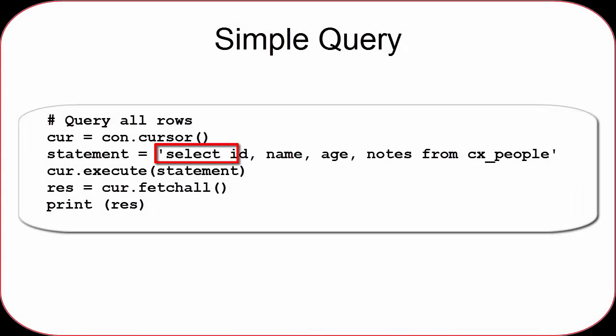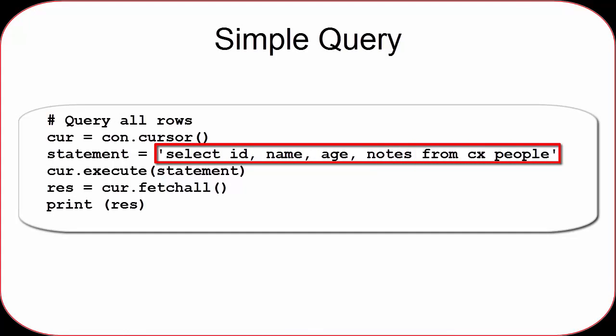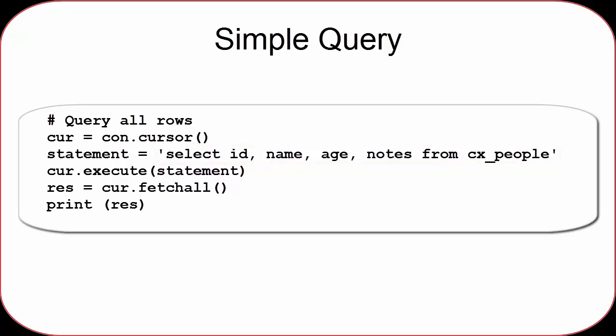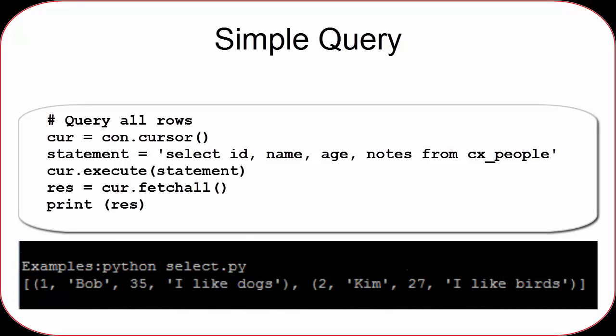Let's run a simple query that gets the ID, name, age, and notes from the CX people table. This will return all the records in the table in no particular order. In this chunk of code, we get a cursor object from our connection, which we'll use for our database operations. We prepare a SQL select statement in a string variable. We execute the prepared statement. We fetch the results from the cursor, and we print those results. Running this will return the following data.